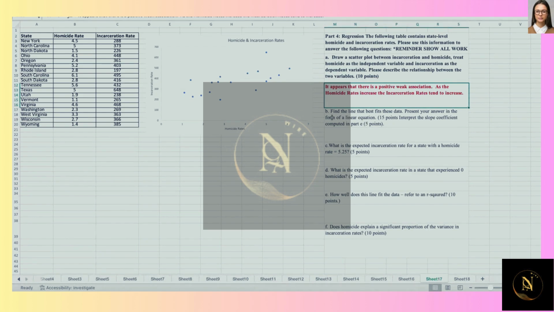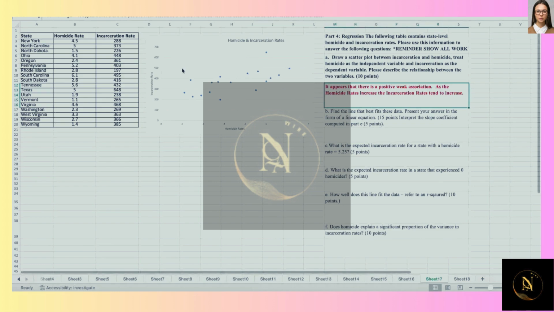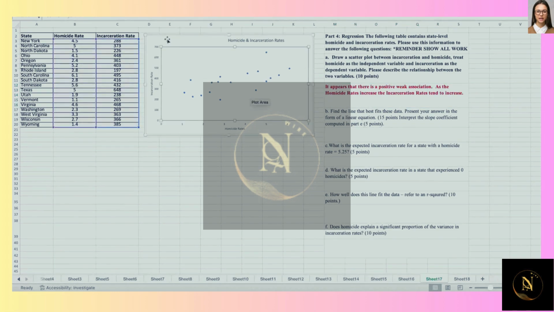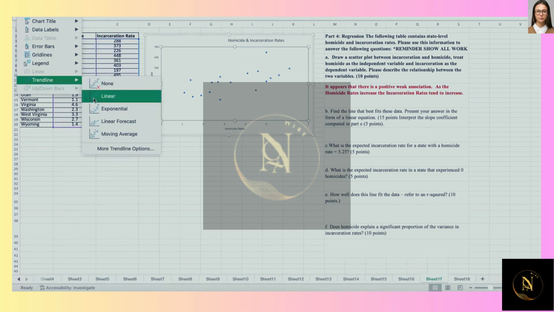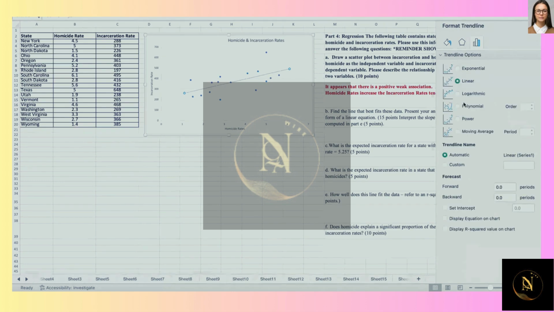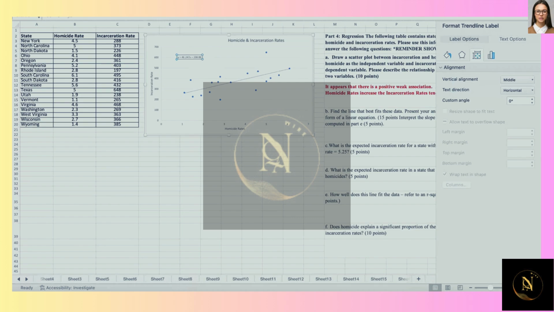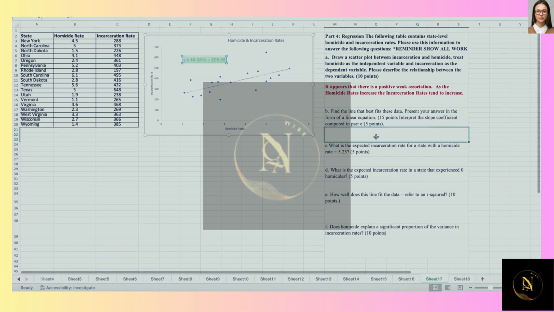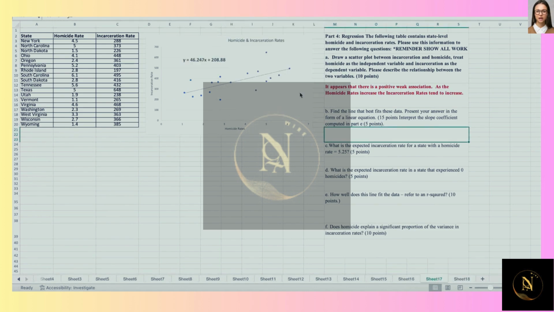It says find the line of best fit. Present your answer in the form of a linear equation. So what I'm going to do is, using my chart design, I'm going to add a trend line, and here is my line of best fit and here's my equation, and I'm going to bold it, make it bigger, and copy this and paste it.